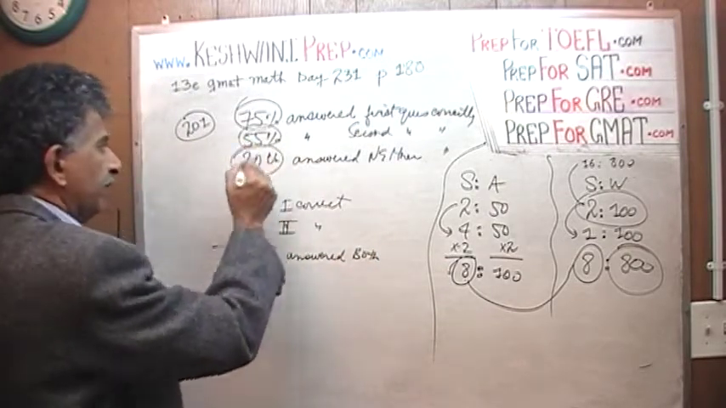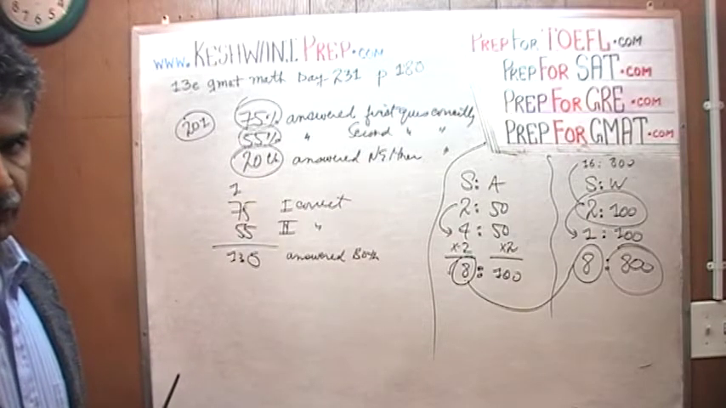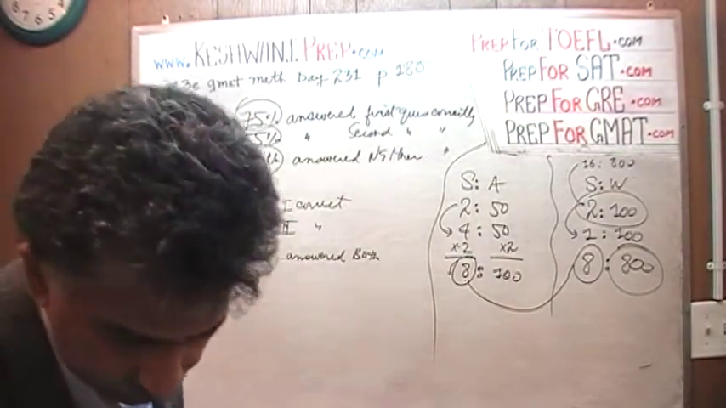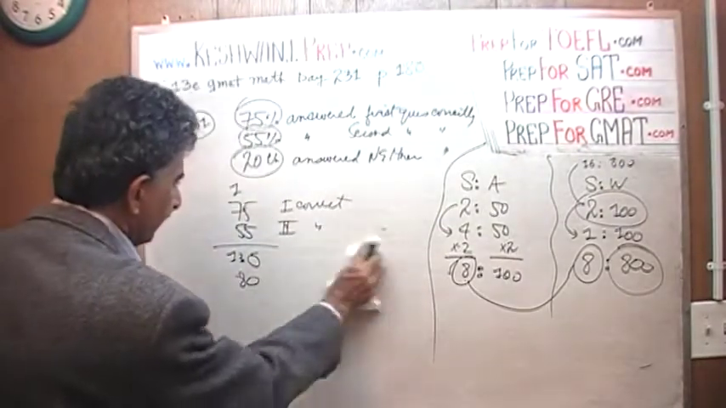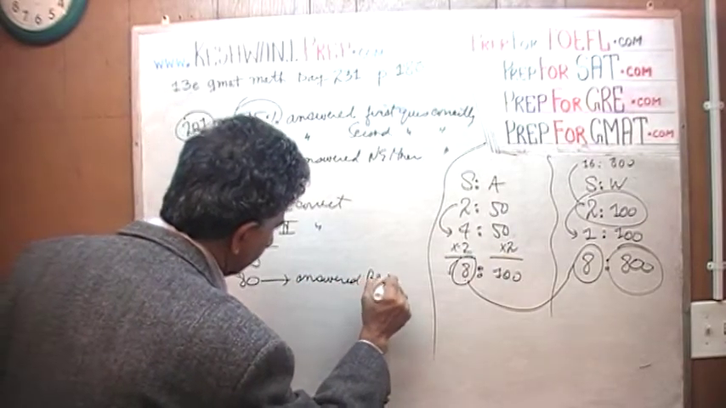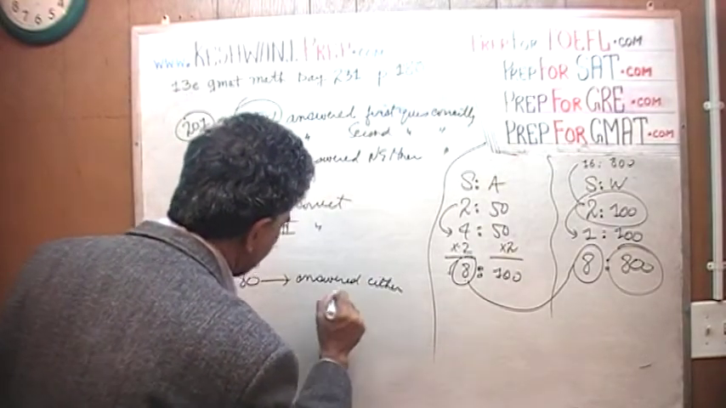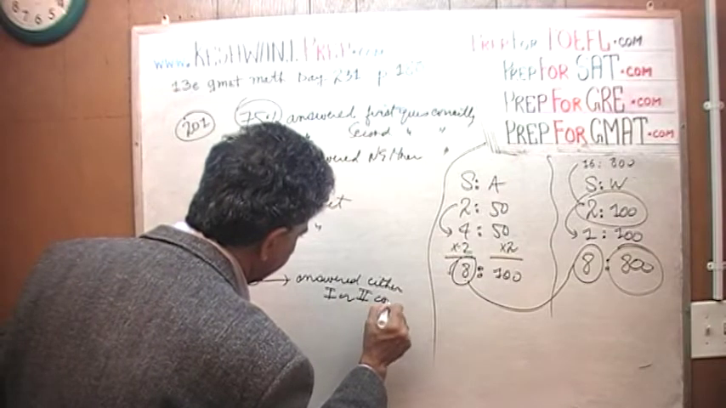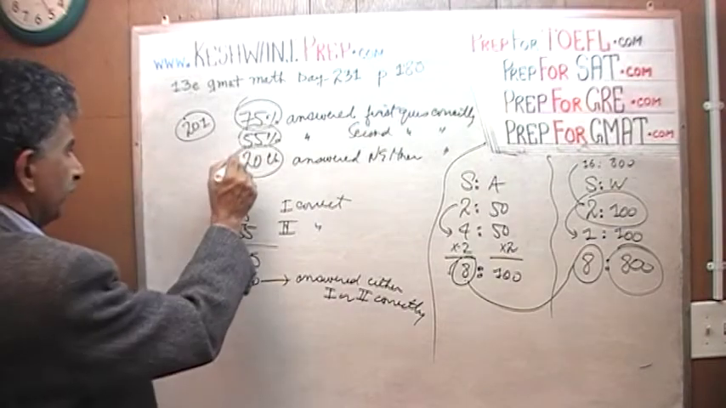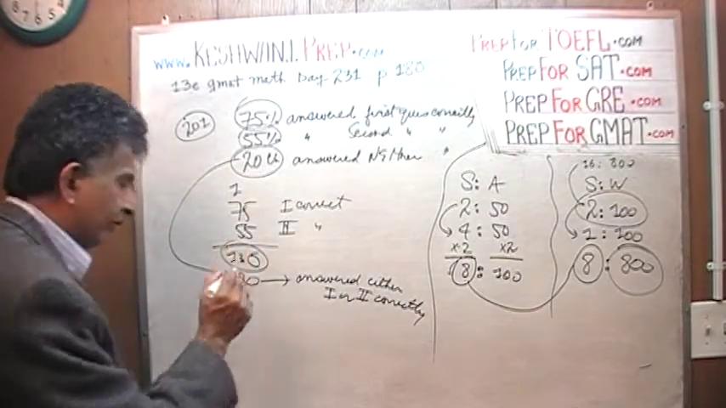And 20 people did not answer either of those questions correctly. If 20 people out of 100 did not answer either of them correctly, that's 80. In other words, this 130 here, these are 80 people who answered either 1 or 2 correctly, because we are told that 20 answered neither of them correctly. That's 80. But this adds up to 130.